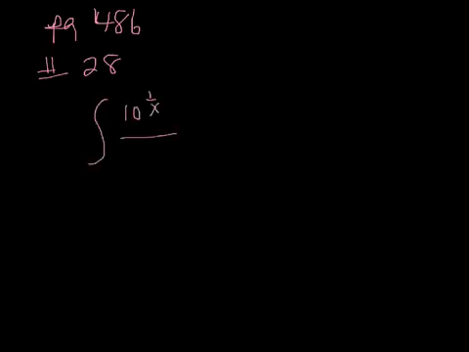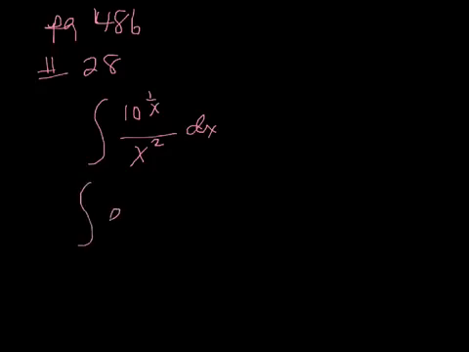This is page 486, number 28, because that one might be a little bit funky. All right, so you got 10 to the 1 over x power divided by x squared dx. So again, we've got a variable with an exponent in it. So this is where we substitute.